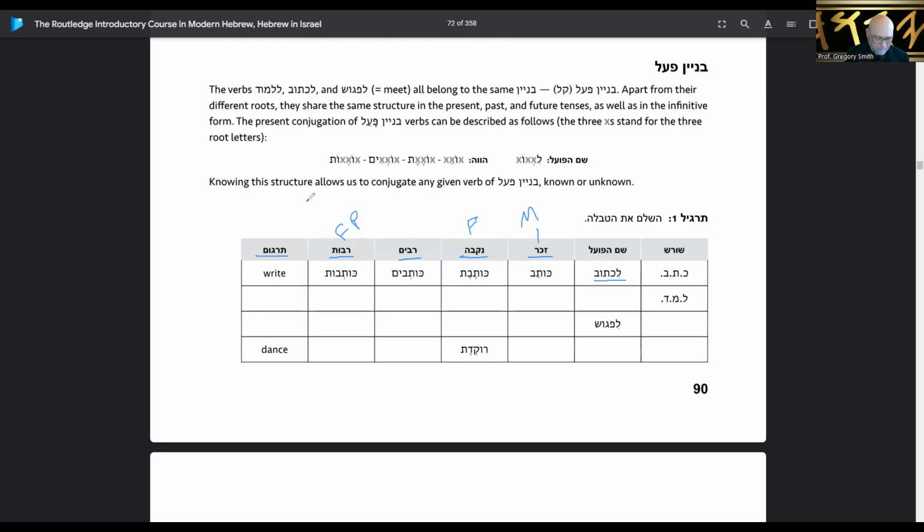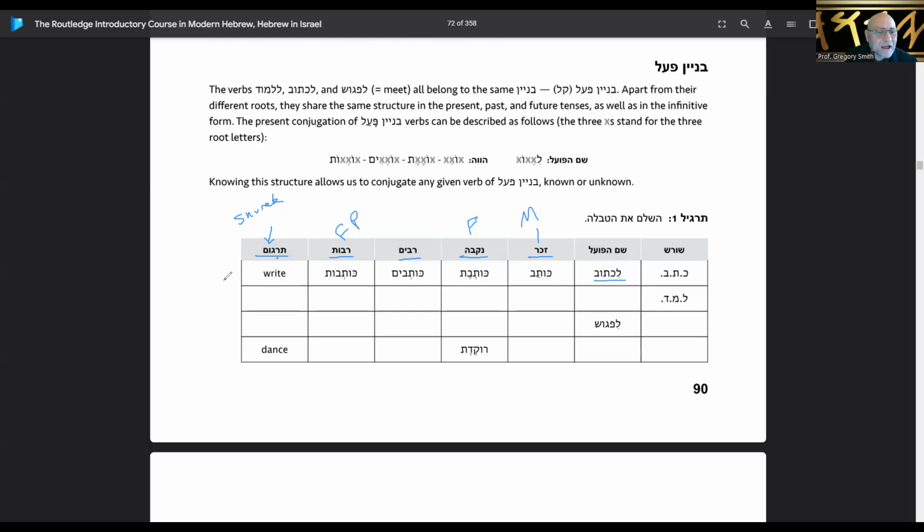Targum. תרגום, Tirgum. That's got to have a chirik under there. Tirgum. And then this right here has got to be a shurik. That vav there doubles as a shurik.